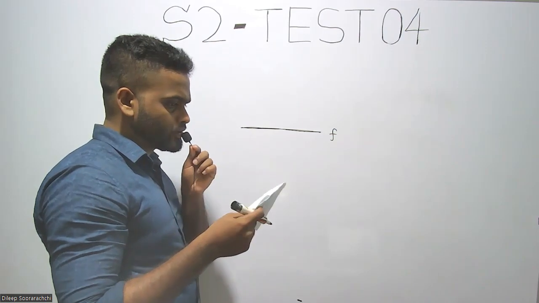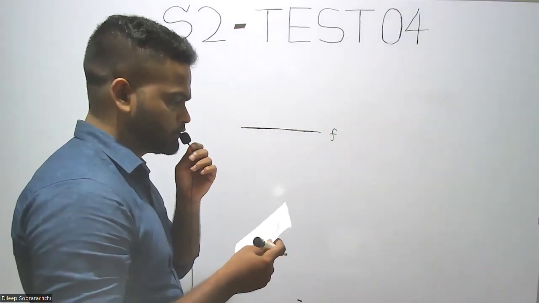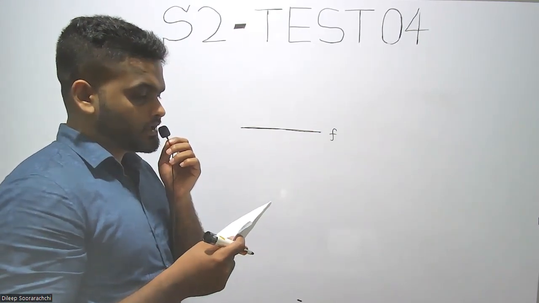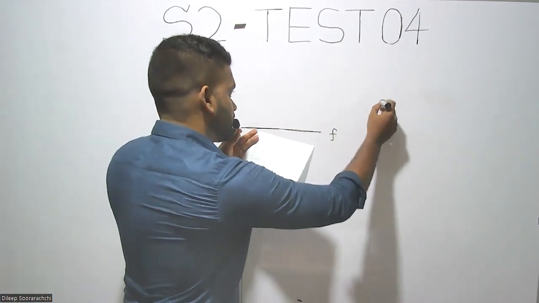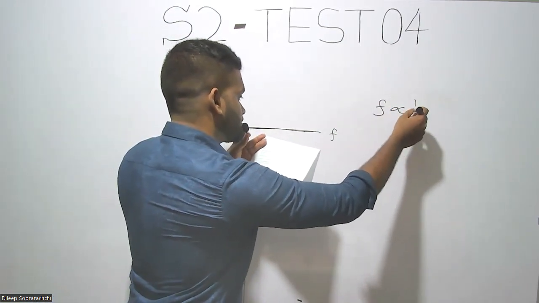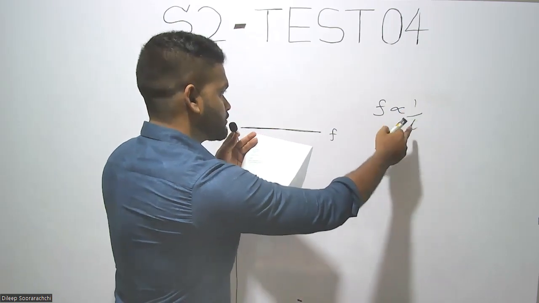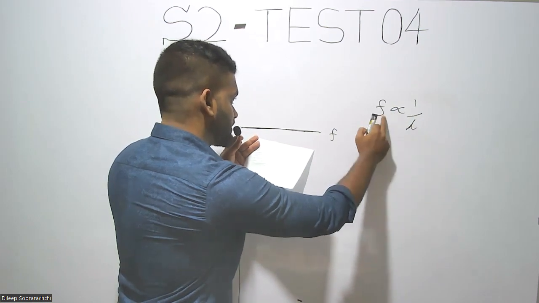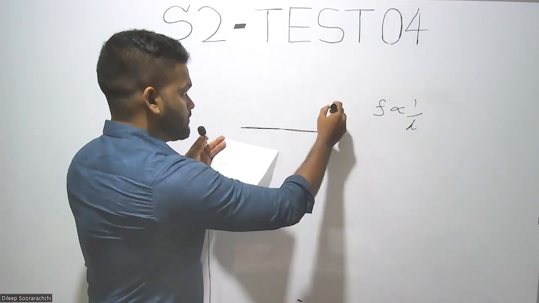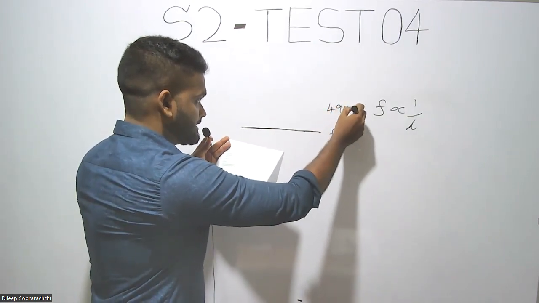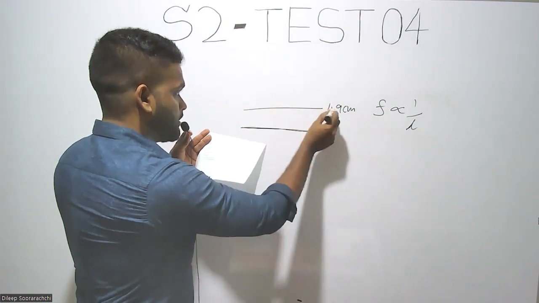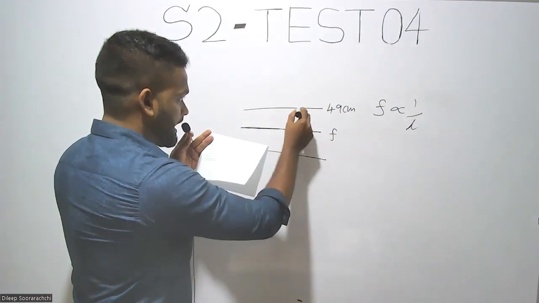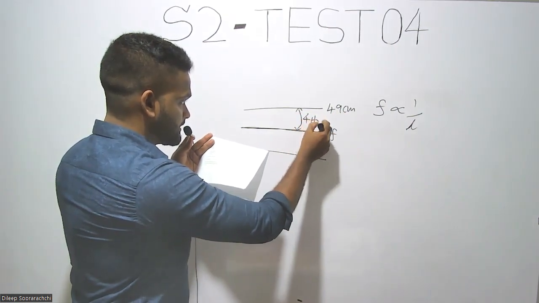Then you have a string whose length is 49 at one time and 50 at another time. If you remember, f is inversely proportional to the length. So if the length is higher, frequency is lower. If the length is lower, frequency is higher. So the string with 49 centimeter length should have a higher frequency because its length is less, and the frequency difference should be 4 Hz.